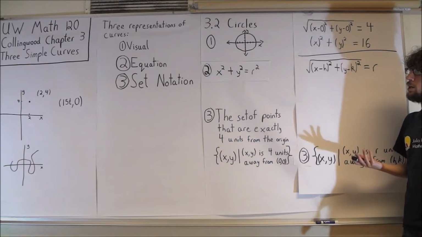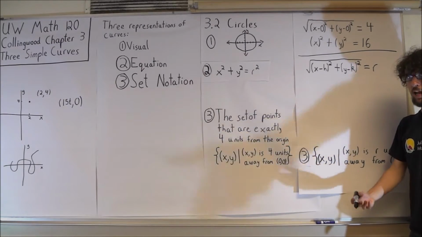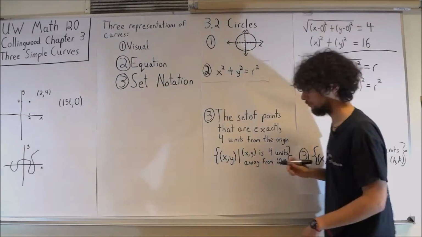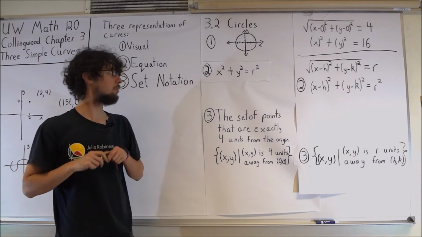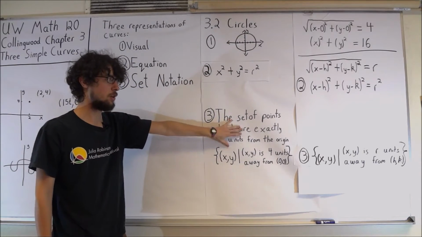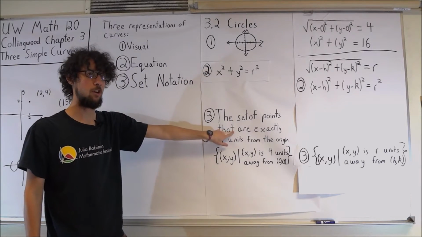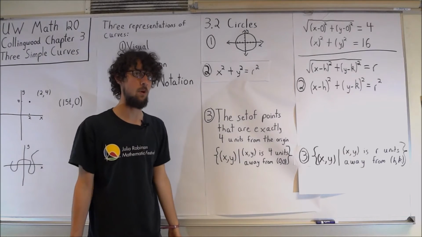So again, squaring both sides, we get a slightly more general standard form for a circle. So we have our three representations for a circle. We have our visual, our equation, and our set notation. Here, for circles centered around the origin, and here for circles centered around any point (h, k).